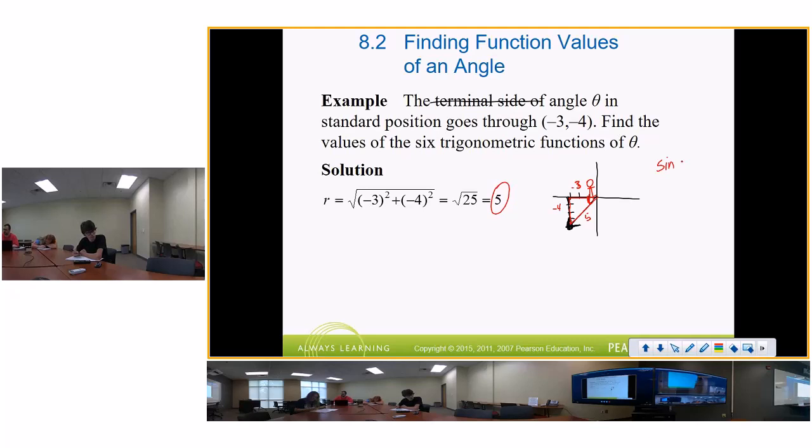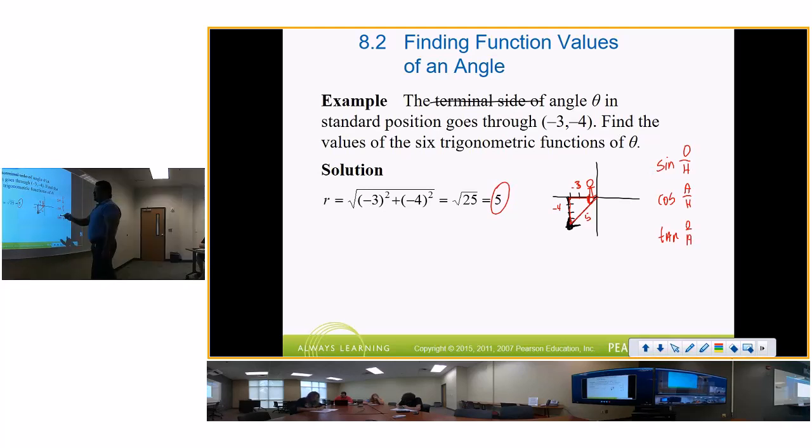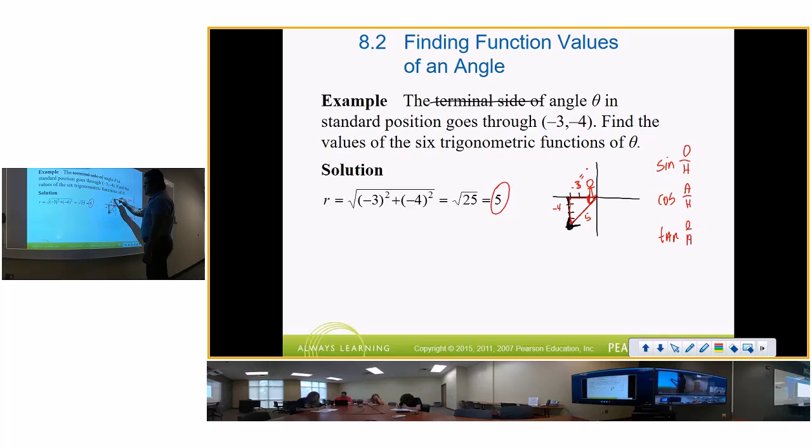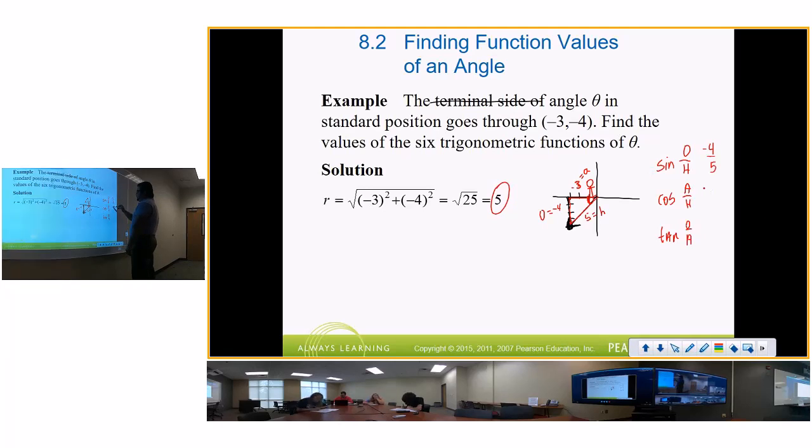Sine, Oscar had, cosine, a hunk of apple, tangent. Okay, so now we established this is equal to the adjacent, this is equal to the hypotenuse, and therefore this is equal to the opposite. Plug and chug. -4 over 5. -3 over 5. And what's this one? -4 over -3, which is 4/3.